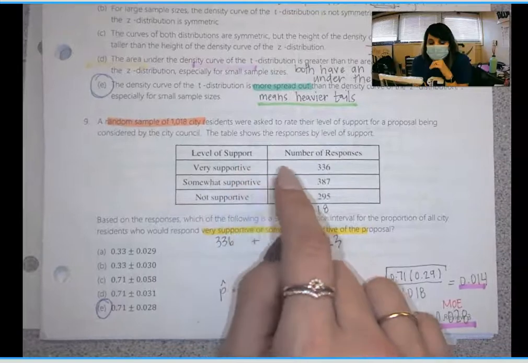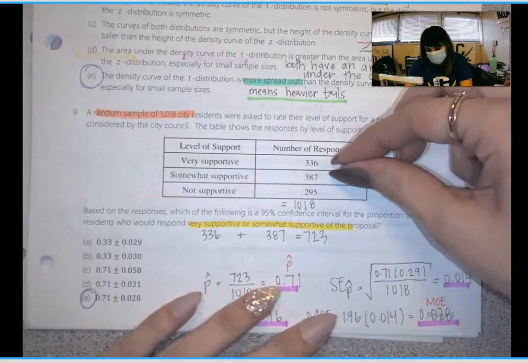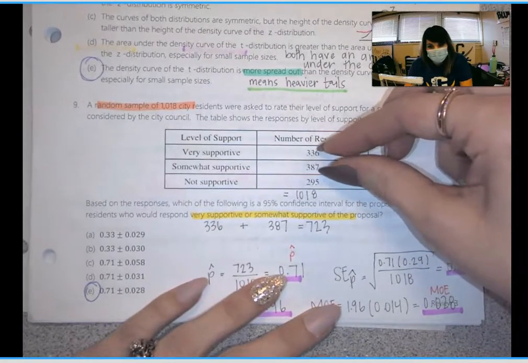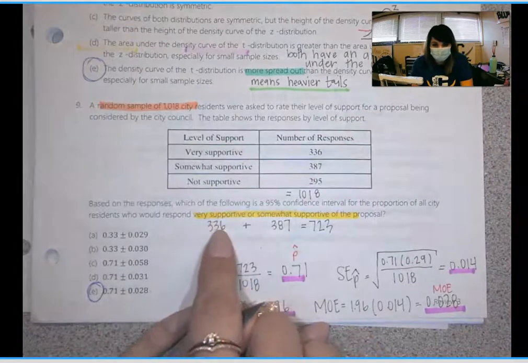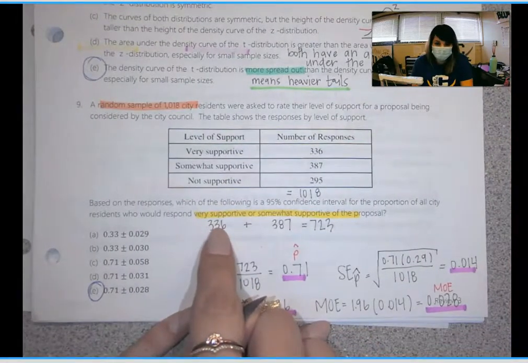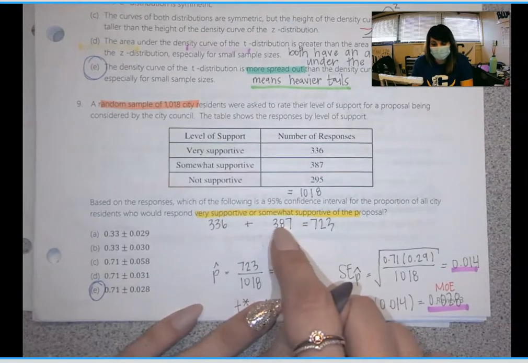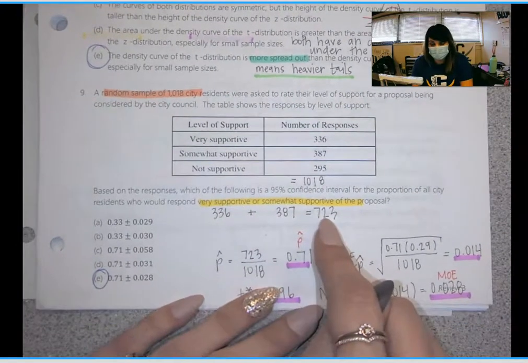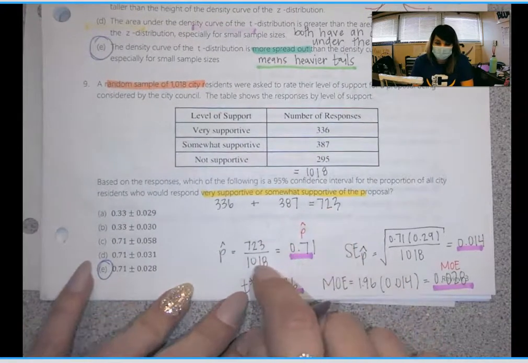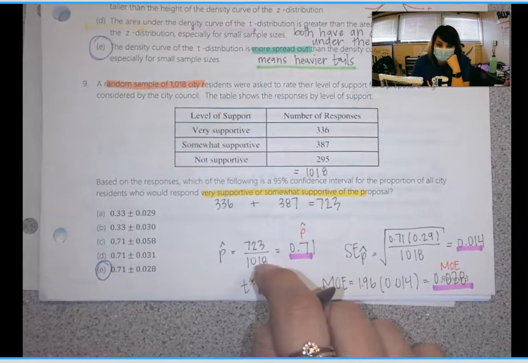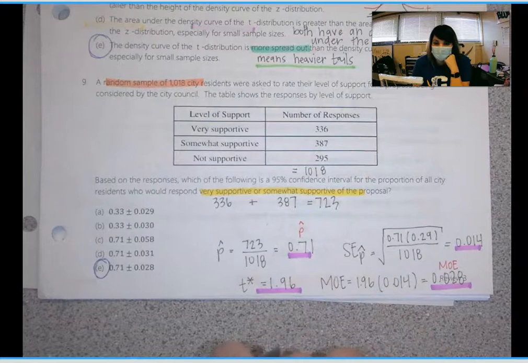Okay, sorry about that. So I think that I said that wrong, so let me just make sure that I say it right. We want to gather these two numbers. So the very supportive, I have it written underneath, was 336, and the somewhat supportive was 387. So we want to combine those for a total of 723. 723 out of 1,018 would give us a p-hat of 0.71.